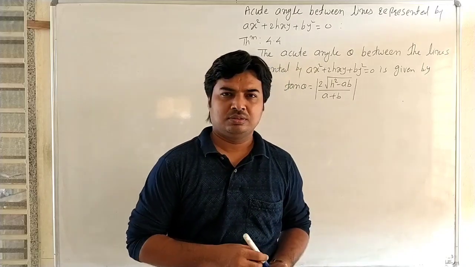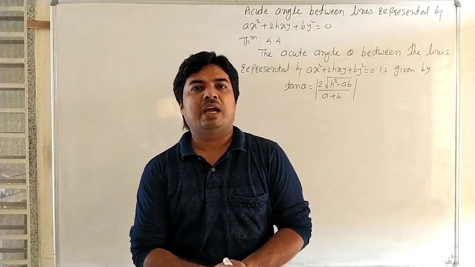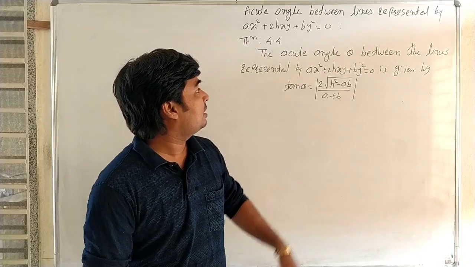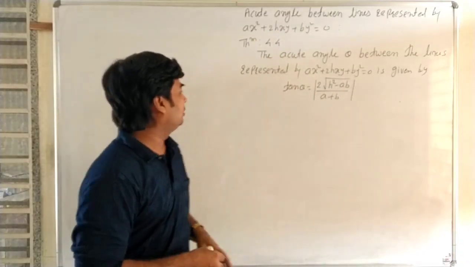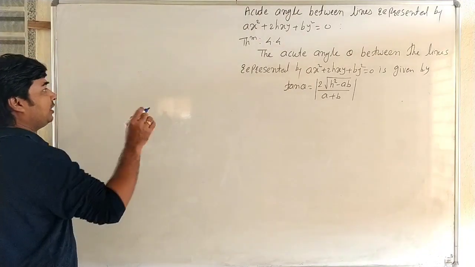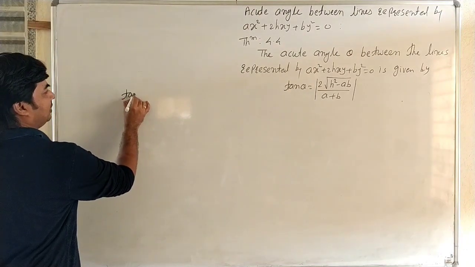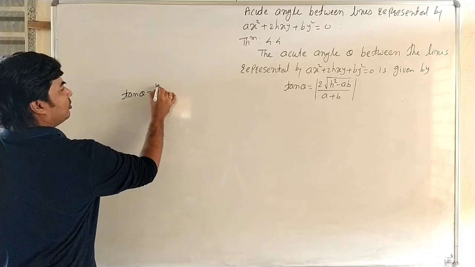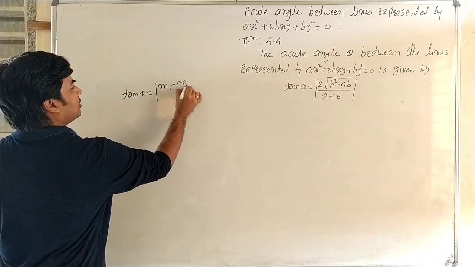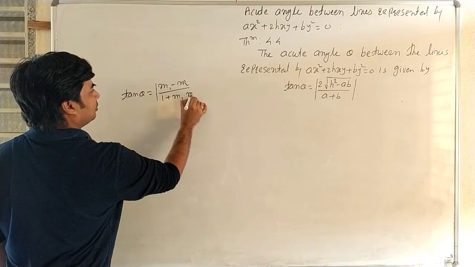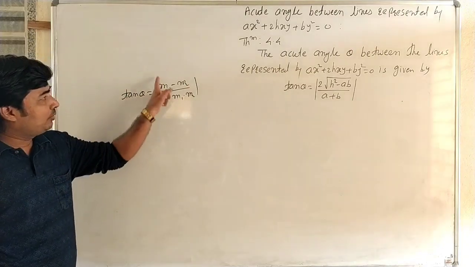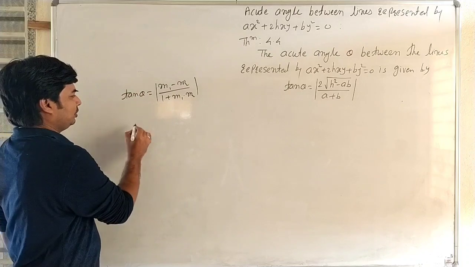Hello students, today we see the acute angle between lines represented by the second degree homogeneous equation. Okay, in the 11th we saw the acute angle between any two lines: tan theta is equal to mod of (m1 minus m2) upon (1 plus m1 into m2). It is the angle between any two lines with slopes m1 and m2.